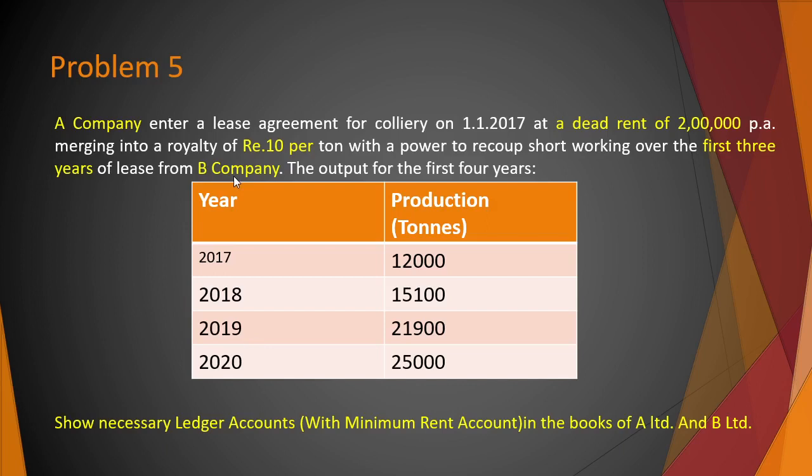From B company. So here A company is a lessee, which has to make payment to company B, the lessor. The outputs for the first 4 years they have given. So you are required to prepare ledger accounts with the minimum rent account in the books of A Limited and B Limited. That means lessee and lessor.